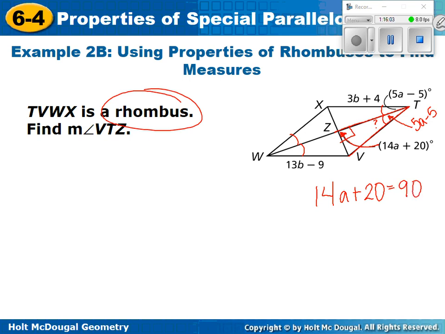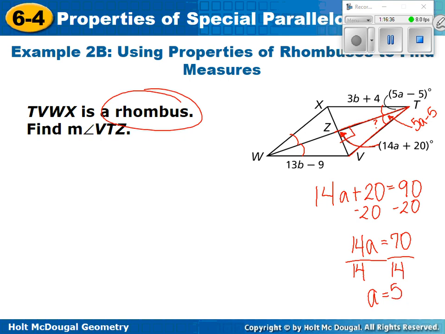Okay, can I use that to find a? And once I know a, could I plug it in here then to find the angle I'm looking for? Okay, so notice how we had to do two steps there. We want this angle. We first had to know that these were the same, but then we were stuck. So now we're going to go back and find out what a is by using a different property. So let's subtract 20. That gives me 14a equals 70. And then divide by 14 and tell me what you get for a.